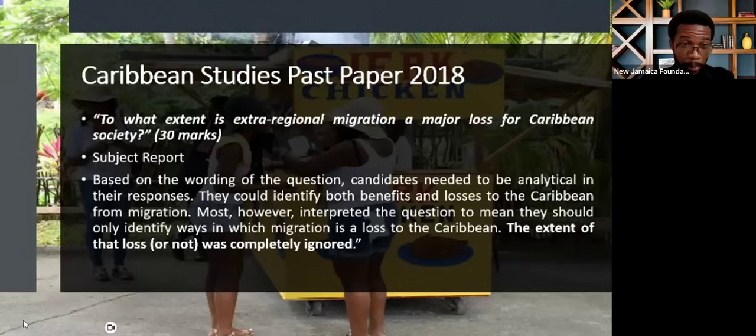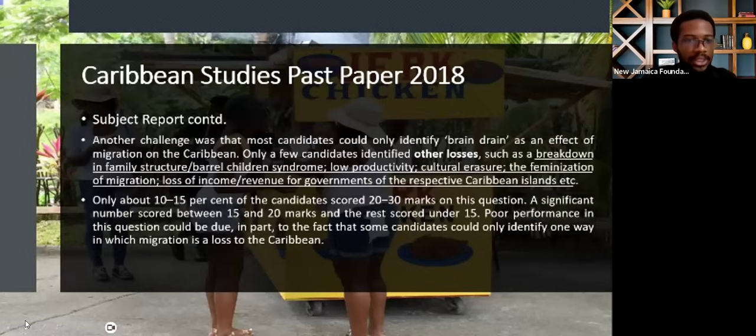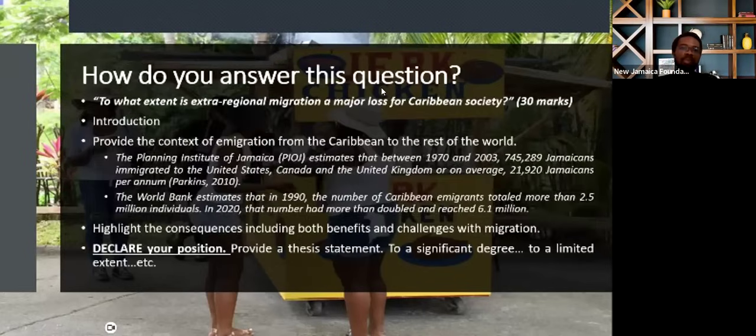Additionally, you can also discuss some of the benefits, if I can say that, of migration, because this is looking at weighing up arguments as well. So how do we answer this question? We provide an introduction. We look at the context of emigration from the Caribbean to the rest of the world. Let me use Jamaica as an example in this case.